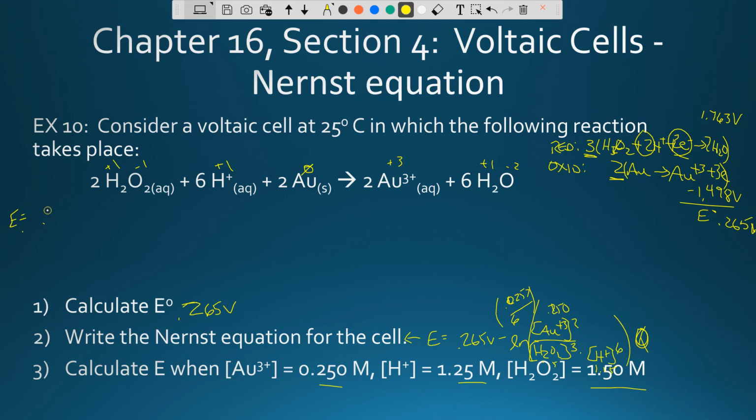But my E value then is going to be 0.265 volts minus the 0.0257 constant over 6 electrons involved times the natural log of my gold. Okay, and that ended up being 0.250, and that was squared, over my 1.50 to the 3rd power. Okay, that was cubed, that was my peroxide. And lastly, I have my 1.25 to the 6th power, which was, let's see, I'm just double checking everything. Yep, and so that would be my hydrogen ion concentration.